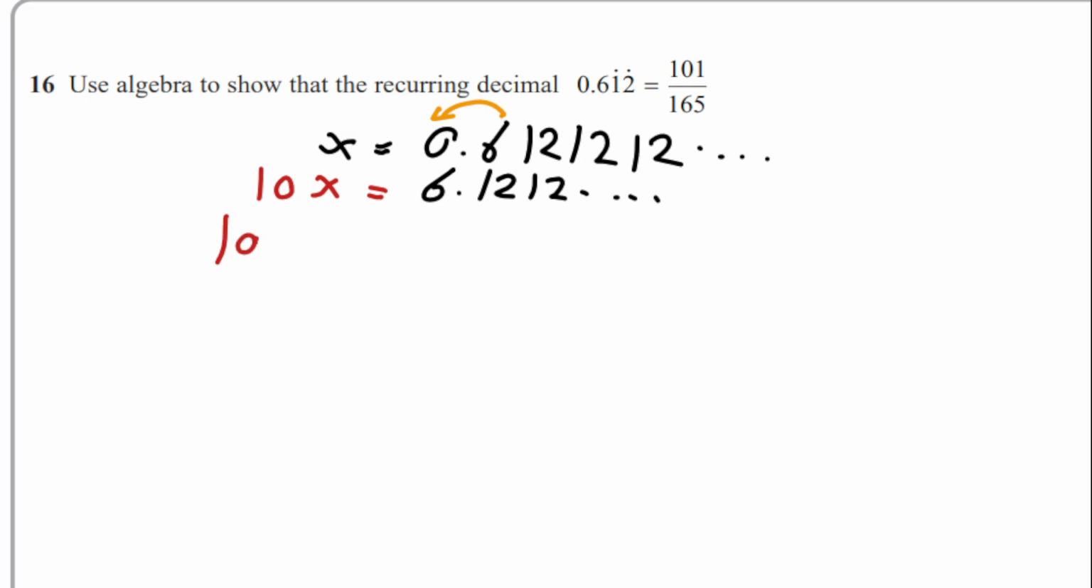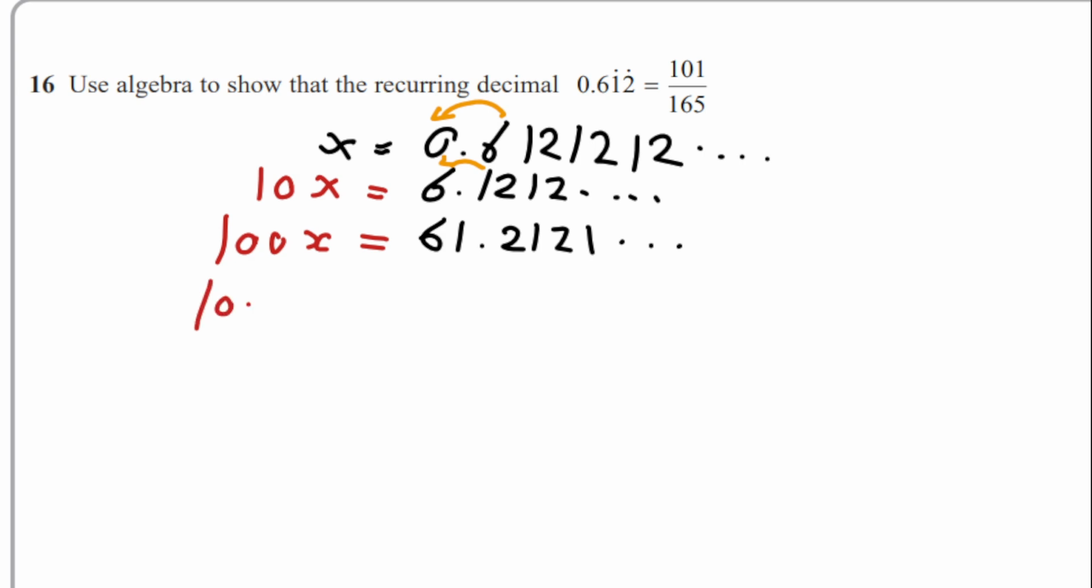So then 100x. If we multiply by 10, it will be 100x. Now this one will jump here, so it's going to be 61.2121 repeating. Stop and compare. Are these alike? They are not. They don't look alike. So multiply again by 10.